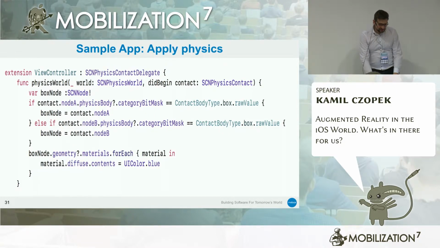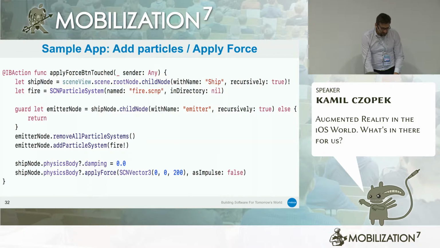Here we apply physics. This was this one button, and we also add the particle system. Particle system is something that we take from SceneKit. You can just create File, New and add this particular system. You have quite a few to choose from, and this is fire. Here, this is still a physics contact delegate. So I just pick up which node is the box, and then I color it into some color. This is blue.